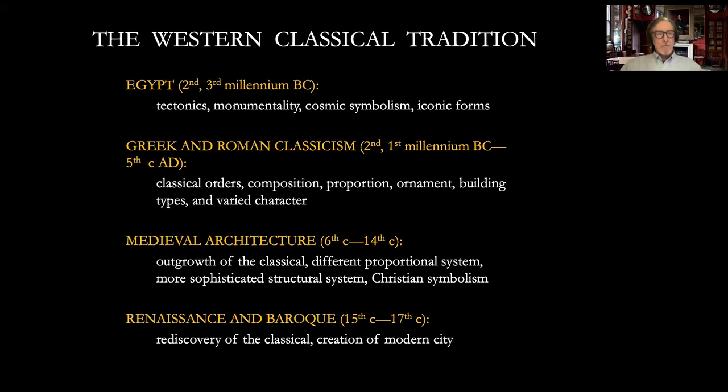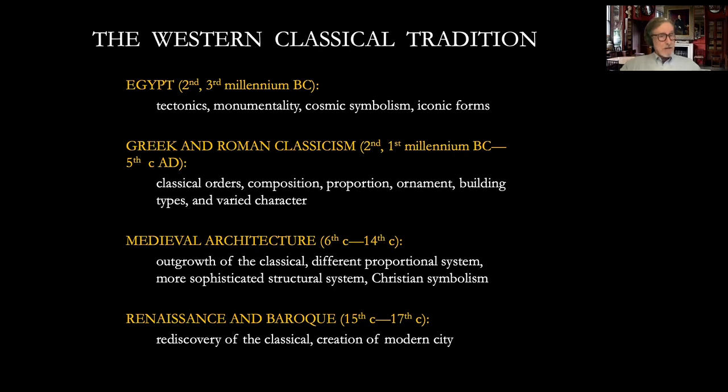Then we have the Greek and Roman classicism, the second and first millennium BC through about the 5th century AD. Here's where the classical orders were first conceived and codified. And the basic composition, proportion, ornament of classical architecture was established. Certain building types of a variety of different kinds of characters were established during the Greek and Roman eras, and a varied character to the architecture depending on a variety of different uses and building types.